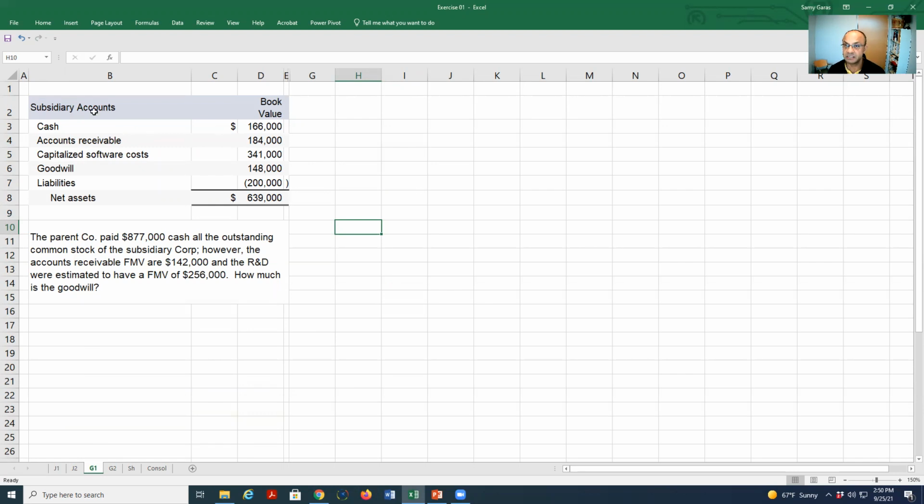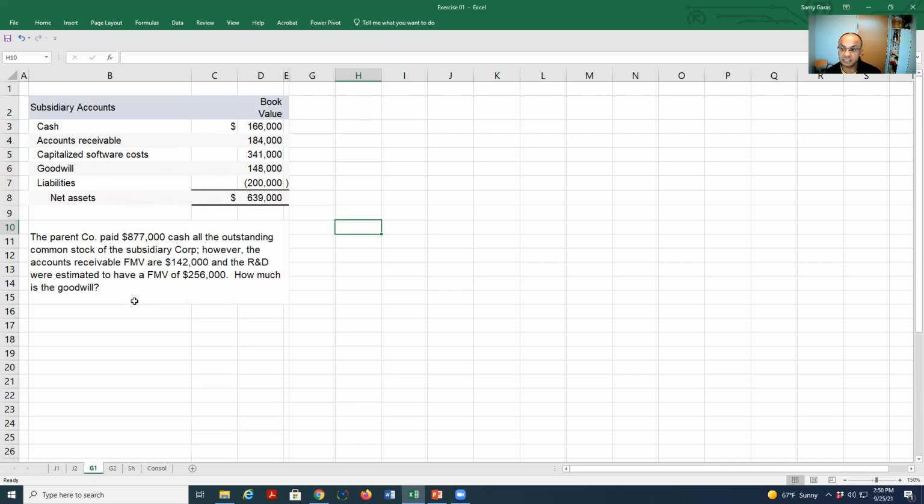Here we have the subsidiary company with book value, and then the parent company paid $877 cash for all the outstanding common stock of the subsidiary. It means the parent is going to acquire 100% of ownership. However, the accounts receivable fair market value was $142. The R&D were estimated to be $256, which is not recorded here. And then we need to calculate the goodwill.